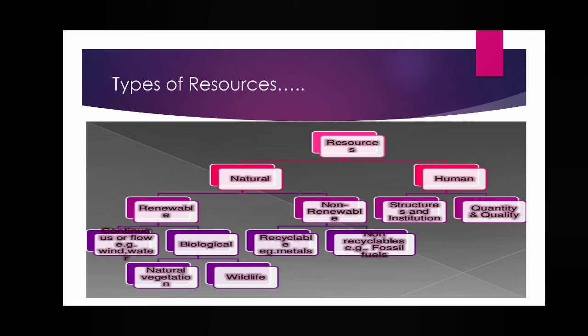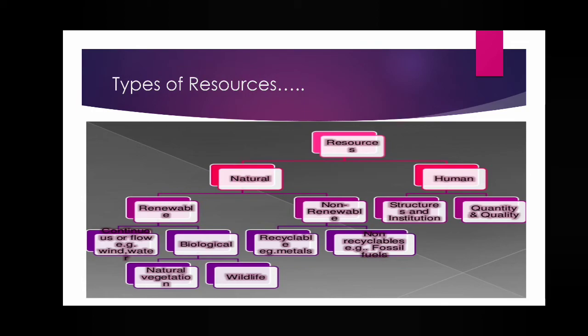It is going to be finished in the coming days. That is called non-renewable. Again, renewable is of two types: continuous or flow resources. Continuous means there is no interruption in the availability of this type of resource, like wind. Till the existence of the earth, we will get the wind. There is no doubt.